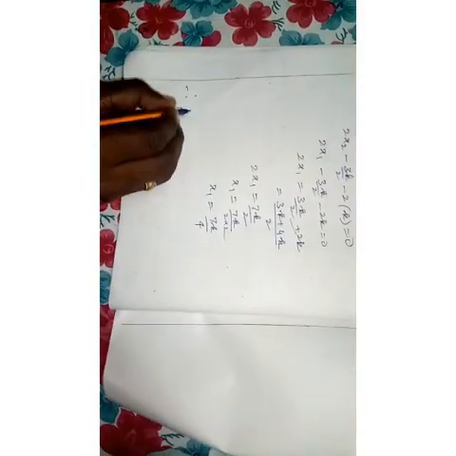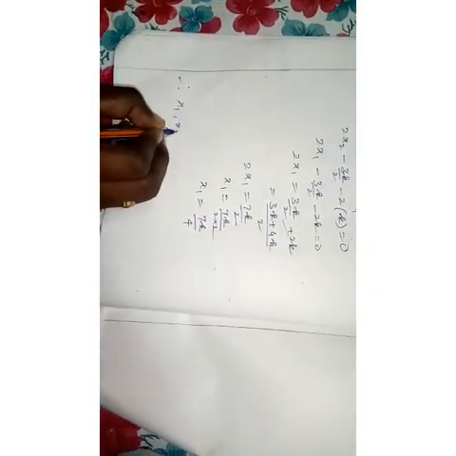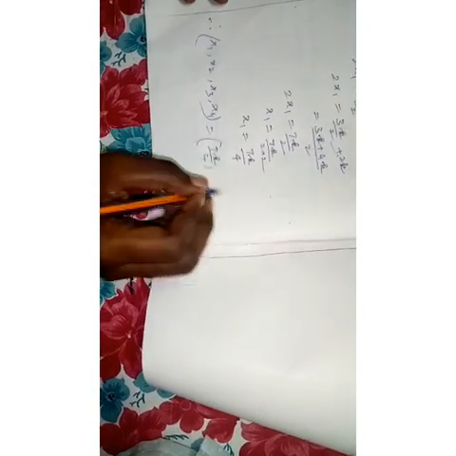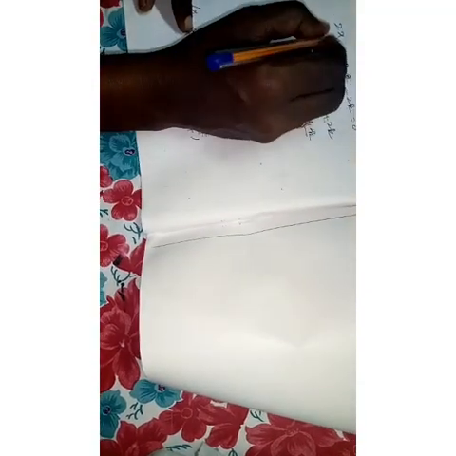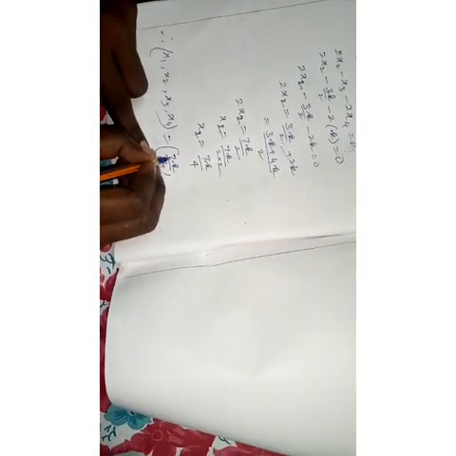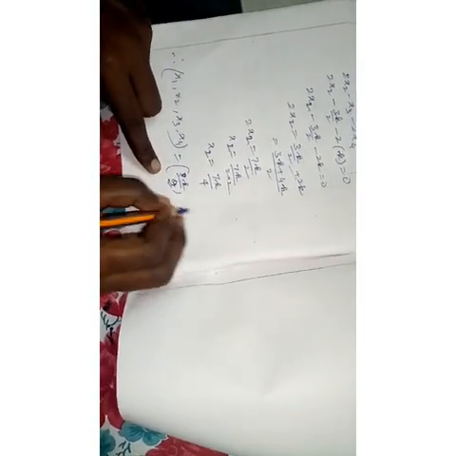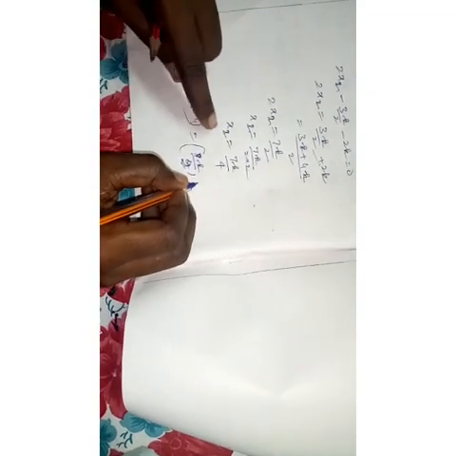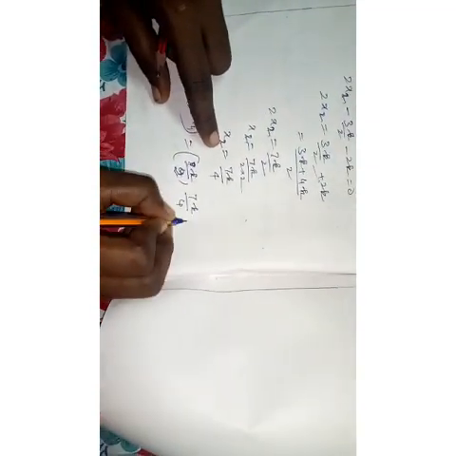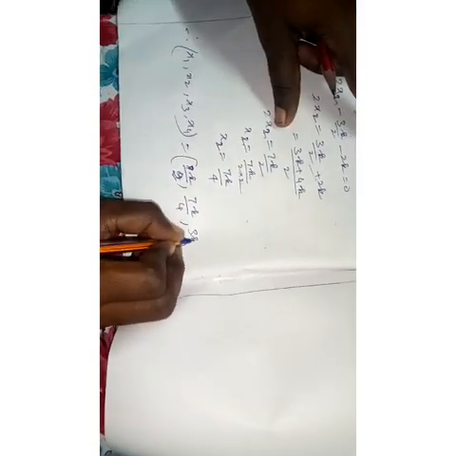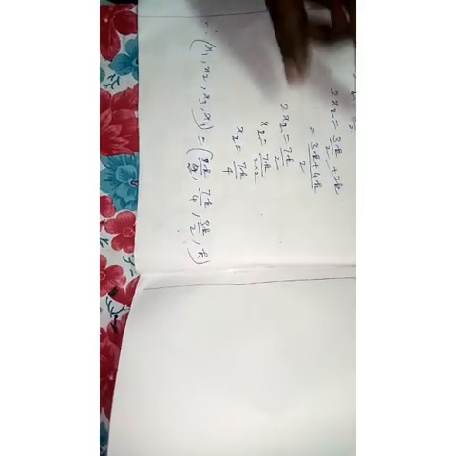Therefore, the values of x1, x2, x3, x4: x1 is k by 2, x2 is 7k by 4, x3 is 3k by 2, and x4 is k.